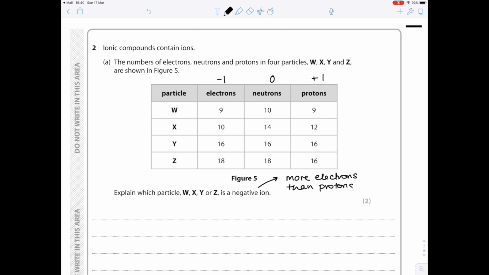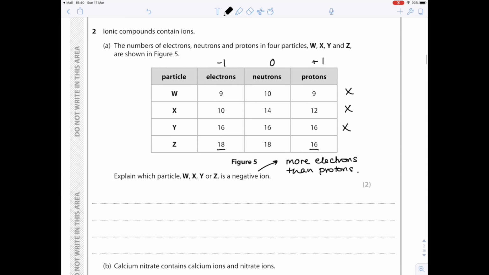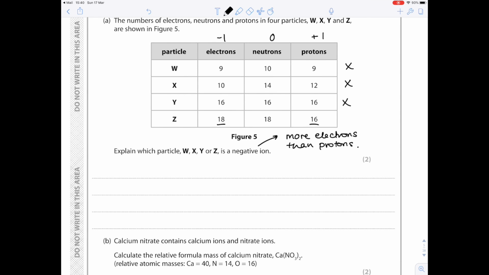And so we need to look along each row and decide which here has more electrons than protons. So particle W has an equal number of electrons and protons, so it's not that one. For X, you've got 10 electrons but 12 protons, which means it's positive, so that can't be right. For Y, it has an equal number of electrons and protons, so that can't be right. So let's hope that Z has more electrons than protons. Yes, it does. It has 18 versus 16. So the answer here is Z. So right, Z is a negative ion.